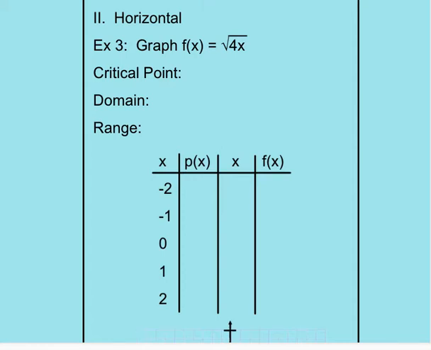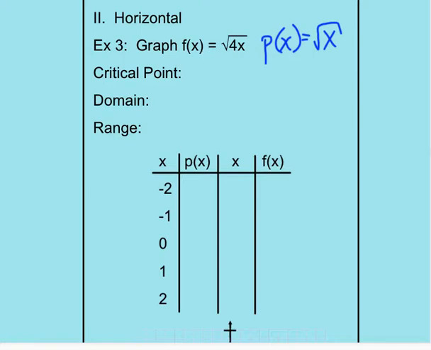Now we're going to take a look at horizontal stretches and compressions. Start by identifying that parent function. So we've got the square root of x. Remember, that's half the sideways parabola. Have that picture in your mind before you graph it.